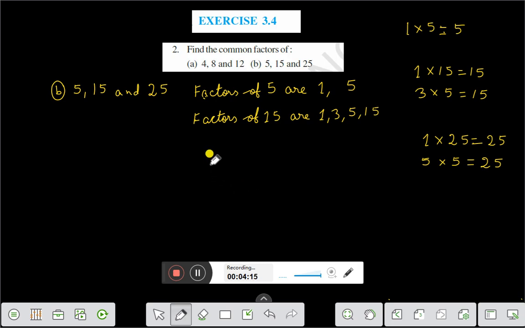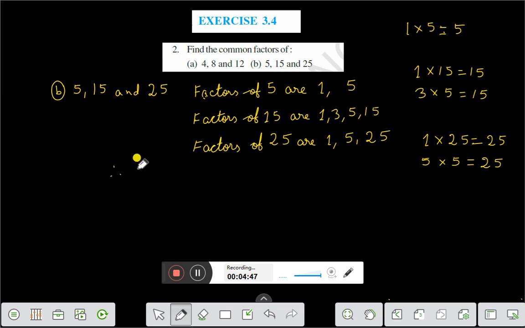And factors of 25 are 1, 5, 25. Now we'll find the common factors of 5, 15 and 25.